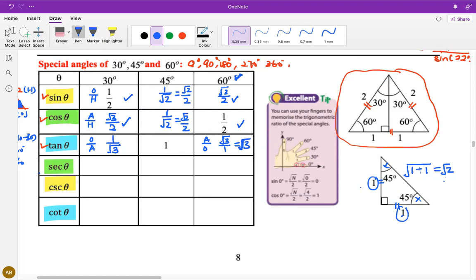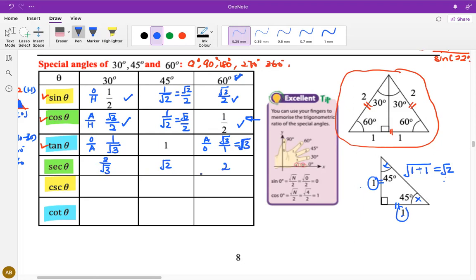Then what is secant theta? Secant theta is 1 over cosine, 1 over cos theta. So it's the reciprocal. For 30, you're looking here, it becomes 2 over square root 3. Then secant 45 will be square root 2, and then secant 60 will be 2. You can use your calculator to check also.